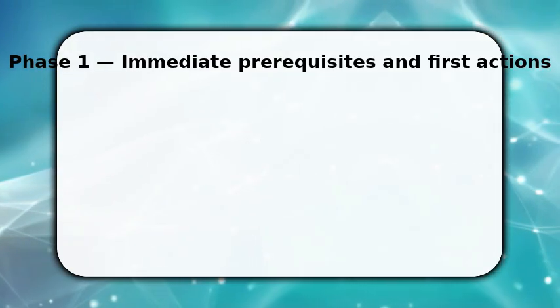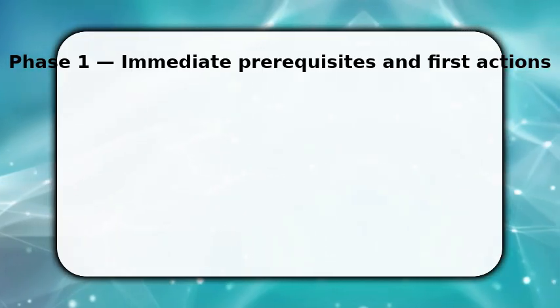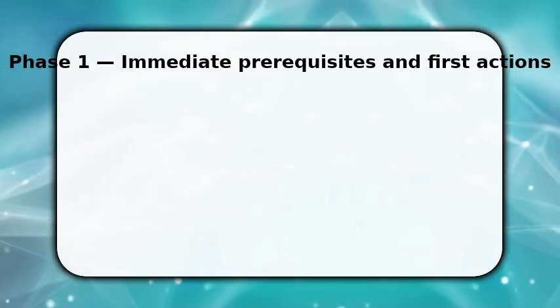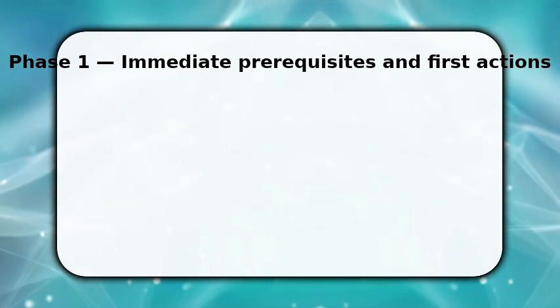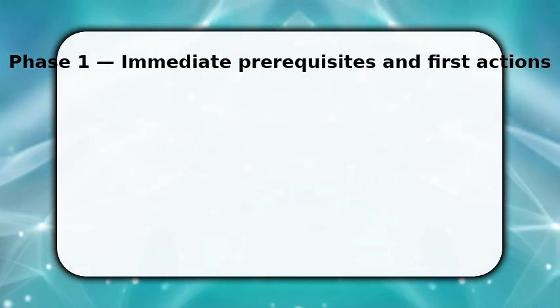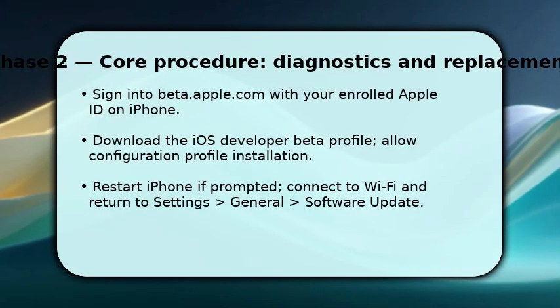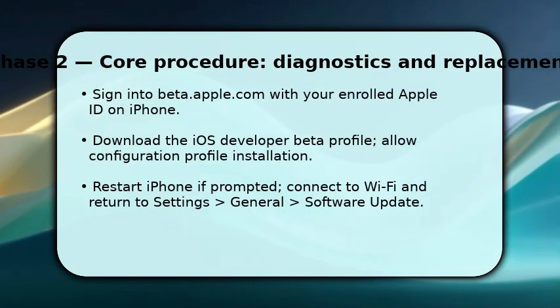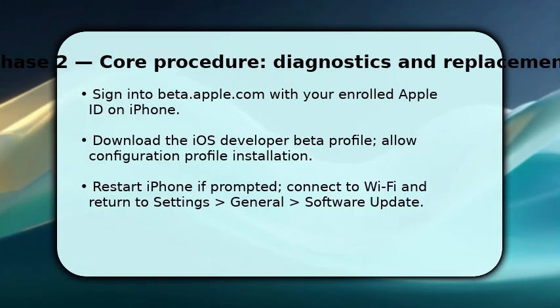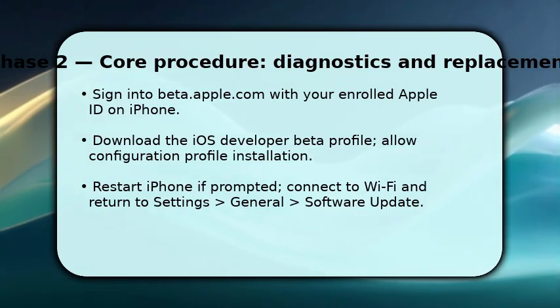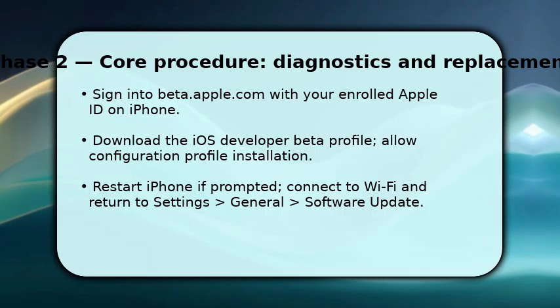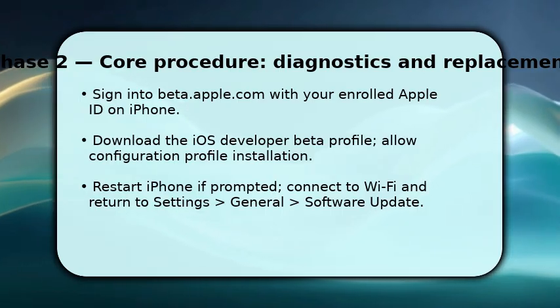Make sure the phone is charged above 50% or plugged in, because updates can take time and must not be interrupted. You now download and install the developer beta profile. On your iPhone, open Safari and sign into Beta.Apple.com with the enrolled Apple ID, then choose Download Profile for iOS. When prompted, allow the profile to install.